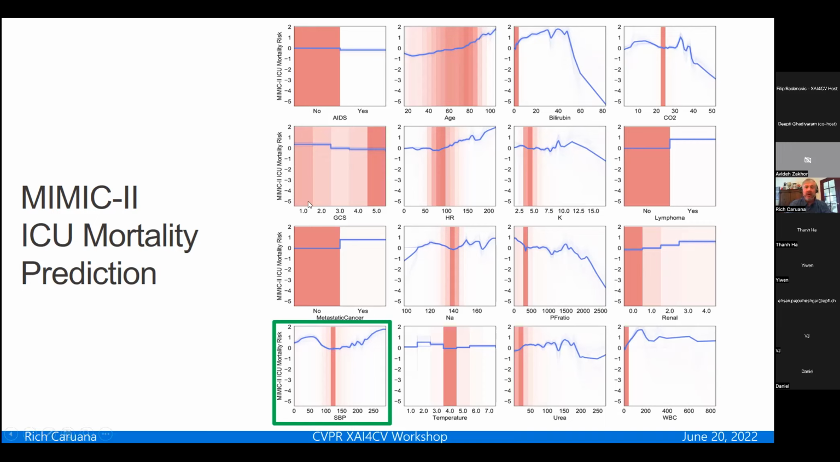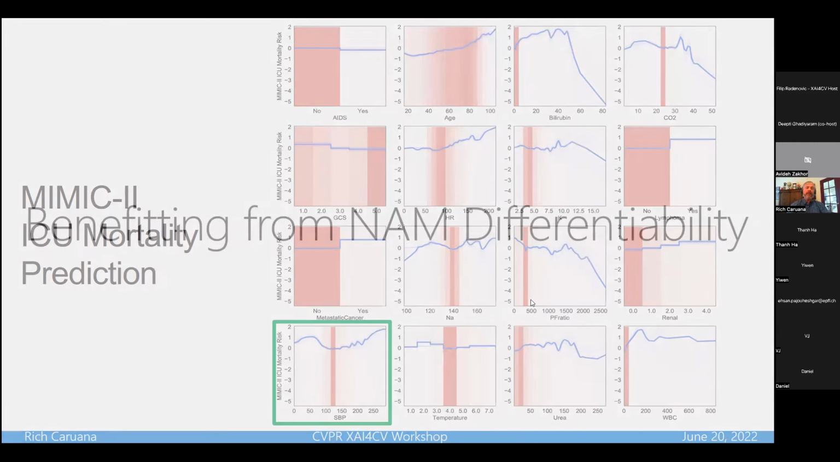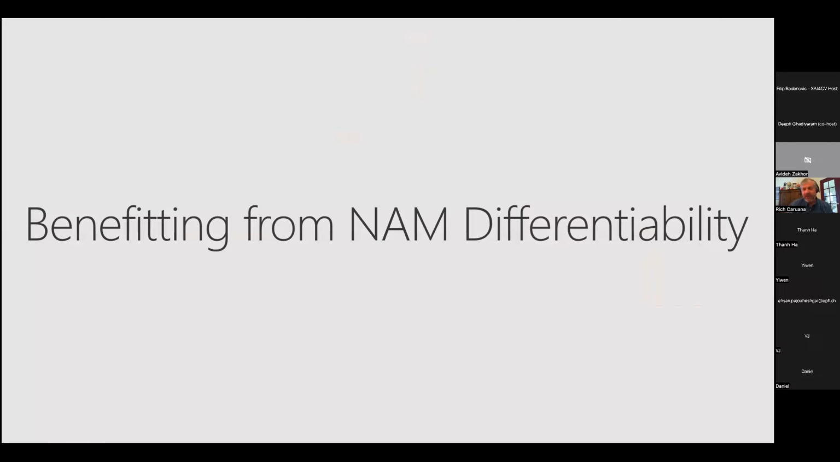It's an additive model. You put the patient in, every one of these graphs predicts an additive score, and then you add all those scores together. And because these components are somewhat independent, we can actually reason about how each of these terms, such as blood pressure or renal failure, contributes to your risk. Let me show you briefly how we benefit from the differentiability of these models.